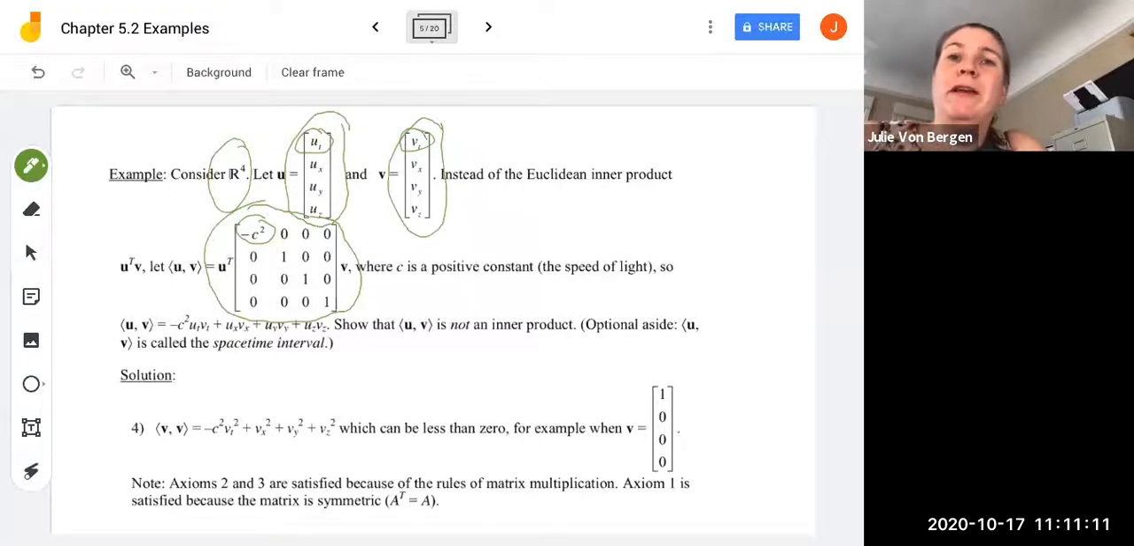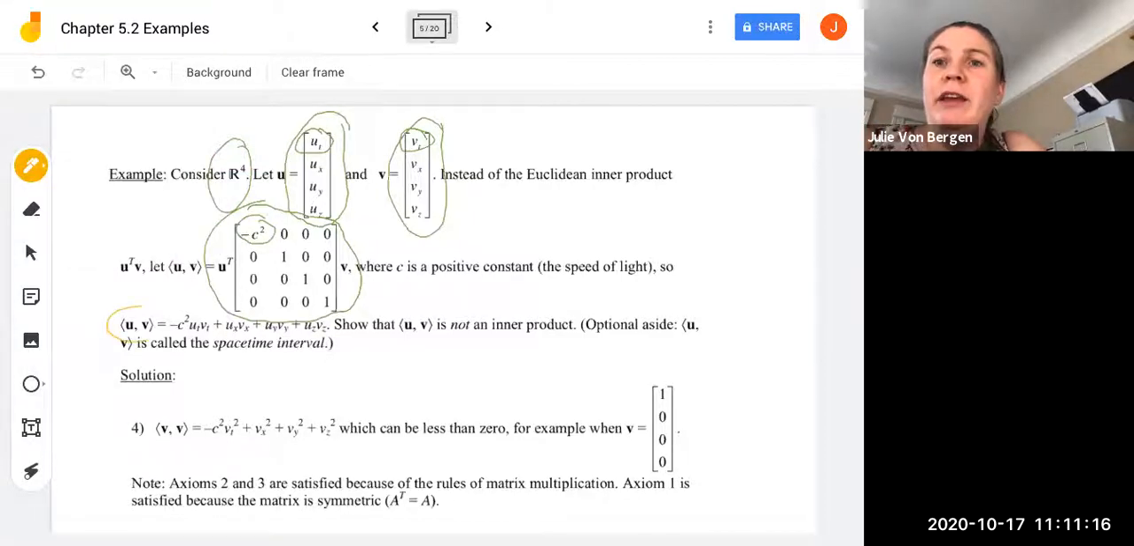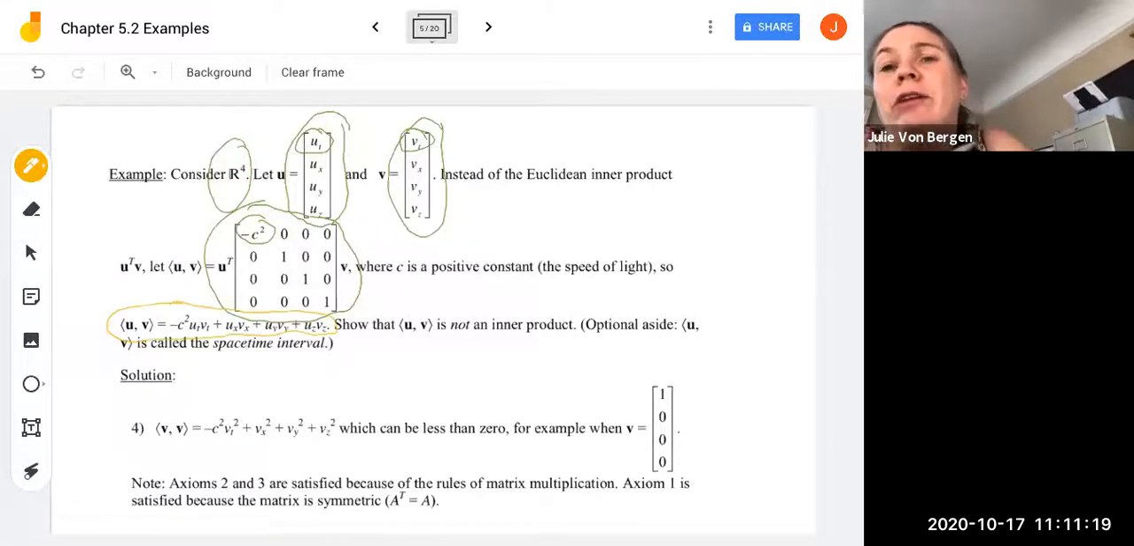So when we expand our inner product here, we get U inner product with V is negative c squared UtVt plus everything else is just singular because of the 1's on the diagonal. It's just like the identity matrix in the rest of the matrix. So plus UxVx plus UyVy plus UzVz. So we want to show that this is actually not an inner product. And this has a name. It's known as the space-time interval. So if you take an astrophysics class, you'll get to study this.